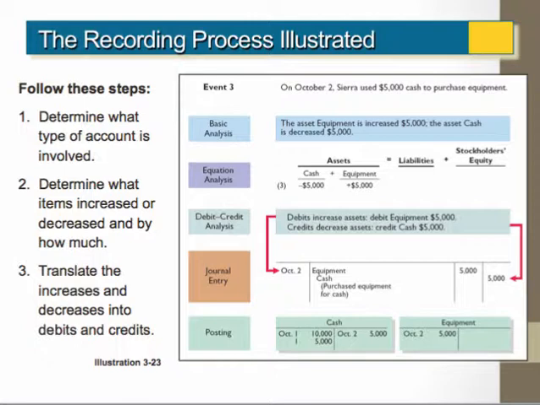Now take a look at the posting after event 3 has occurred. We still maintain the $10,000 from event 1. We maintain the $5,000 from event 2, but now we've added the $5,000 credit to cash so that when we take all our debits and subtract out all our credits, we'd have a remaining balance of $10,000.